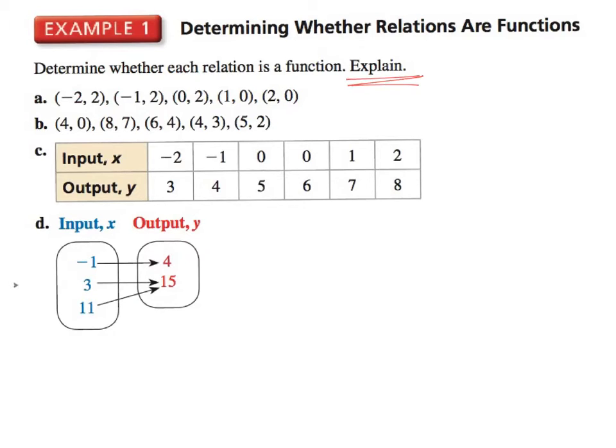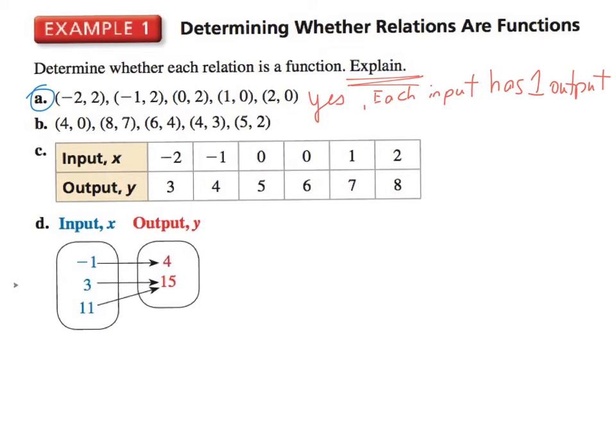Make sure when you do your work, you have to explain your reasoning. So in A, is it a function? Yes. Now, what's your reasoning? Your reasoning is that each input has one output. I apologize, my stylus is breaking here, so I have horrible handwriting. But each input has one output, so A is a function.